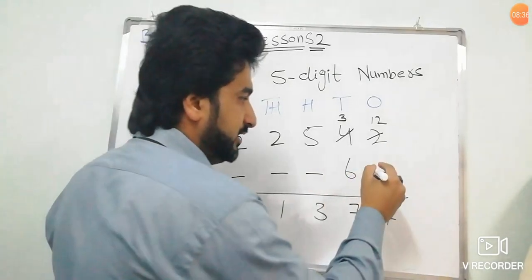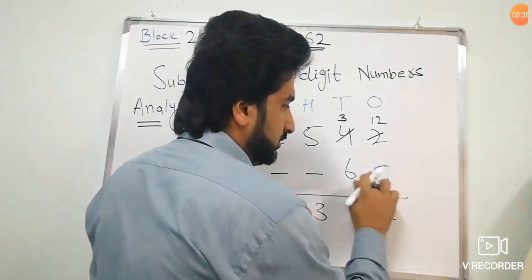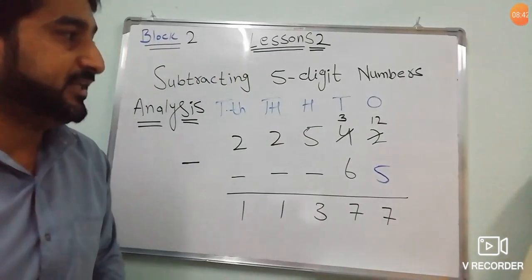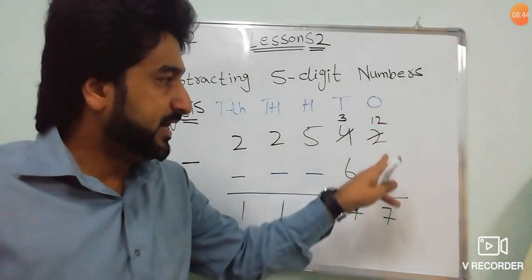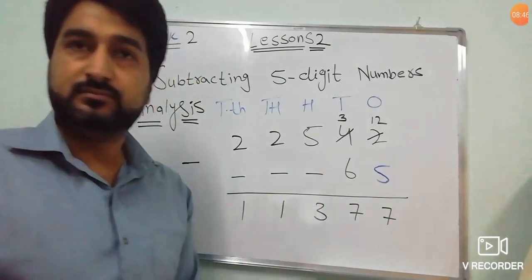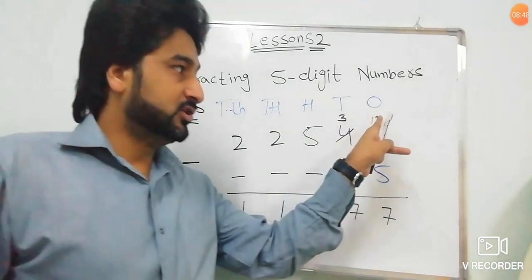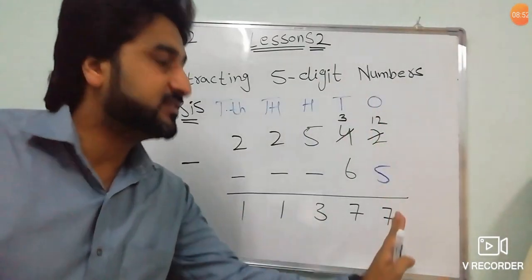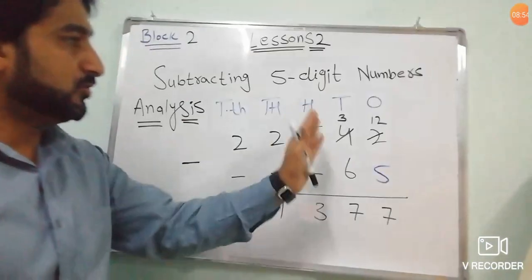So if I am writing 5 here, let me write properly, 12 minus 5 is 7. As you can see, if you subtract 5 from 12, you will get 7. So the ones place digit is solved. Okay, now we'll go to the tens place.